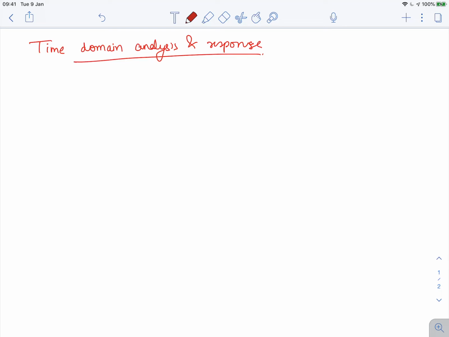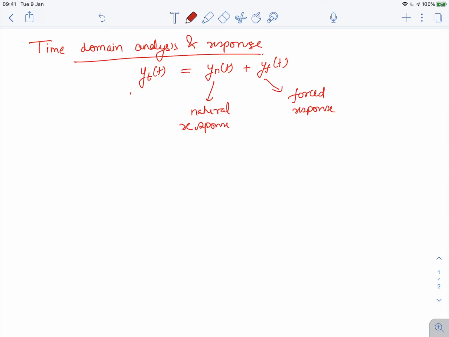So you know from your earlier classes that if I want to define an overall response, let's call it yt of t, which is the total response, then it is basically a summation of yn of t, which is the natural response, plus yf of t, which is the forced response. So this is the forced response, this is the natural response, and this is the total response.